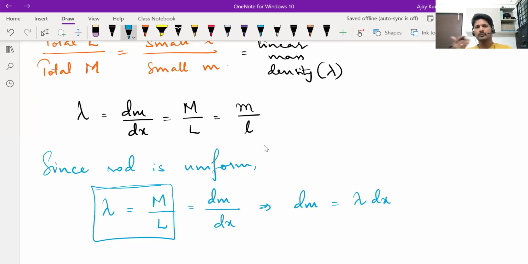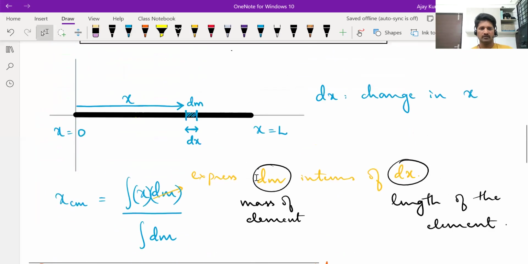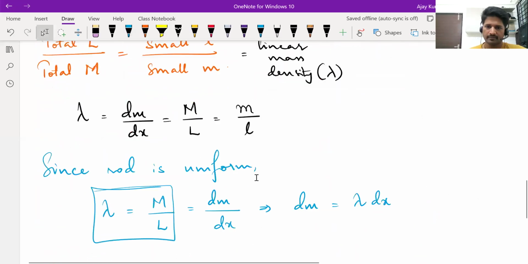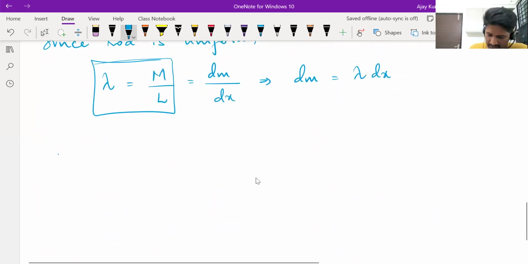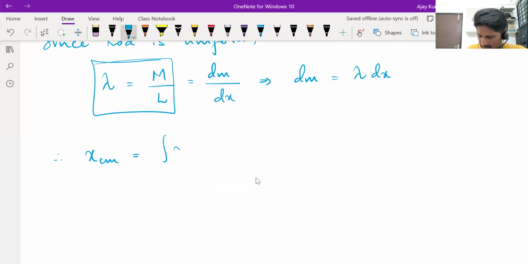Okay, so mass is proportional to length. The proportionality constant is lambda. That's all. Now let us go back to the integral. We had to integrate x dm and divide it by integral dm for the x-coordinate of center of mass. Therefore, the x-coordinate of center of mass can be calculated as integral x dm divided by integral dm. Now we can express dm as lambda dx, where lambda is total mass by total length. That we will substitute at the end.